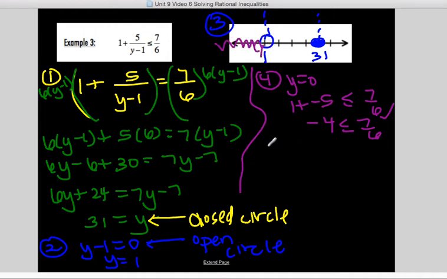Okay, that's our first one. We check. Now let's go ahead and check in between 1 and 31. So many options you can check. I want this to work out nicely for me, and I would say if I plug in 6, 6 minus 1 is 5. So I'm going to plug in 6.